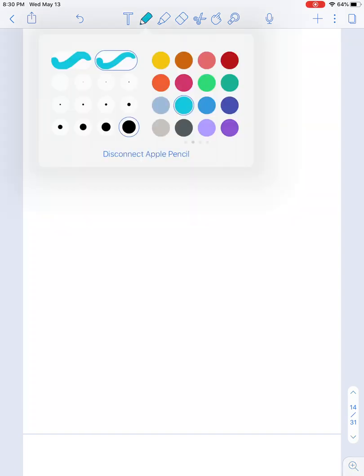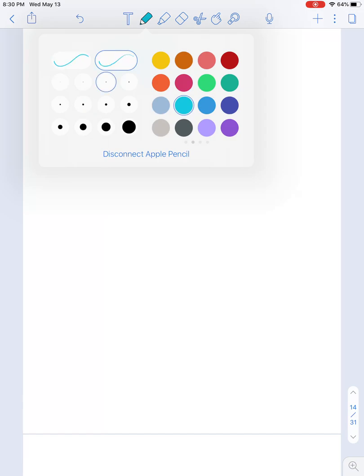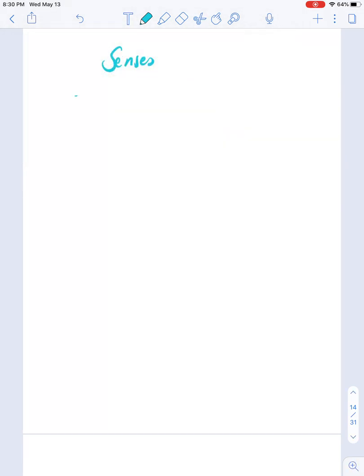Today I'm doing a lesson, and my lesson is going to be on senses. Okay, so senses. So what does that mean? It means we're going to be looking at your eye and your ear. We're looking at sensations, right? So your eye sees things, your ear hears things.